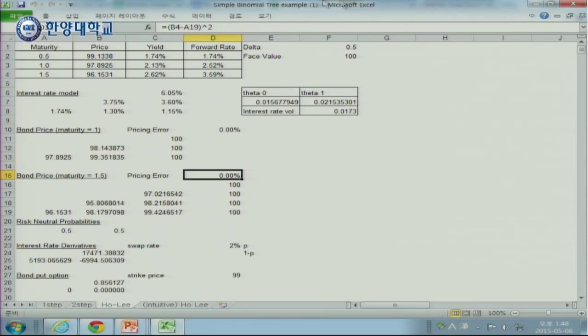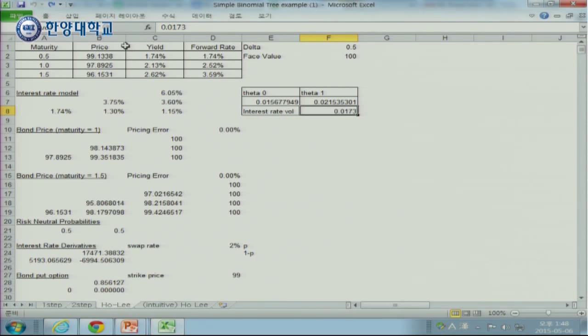Now let's assume that interest volatility changes to something like this, then we have pricing error is not so big. But anyway, I don't want to repeat this. So is it okay, right? So is it cool? So now we can calculate.